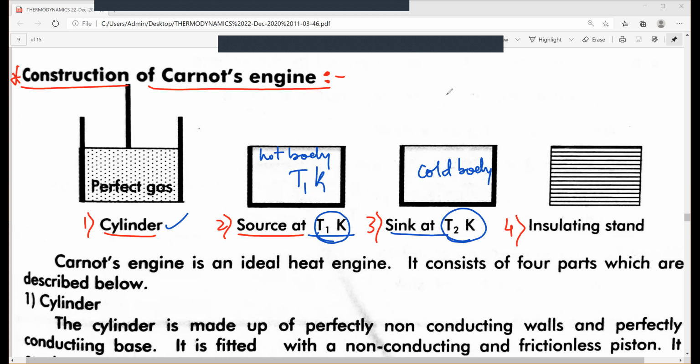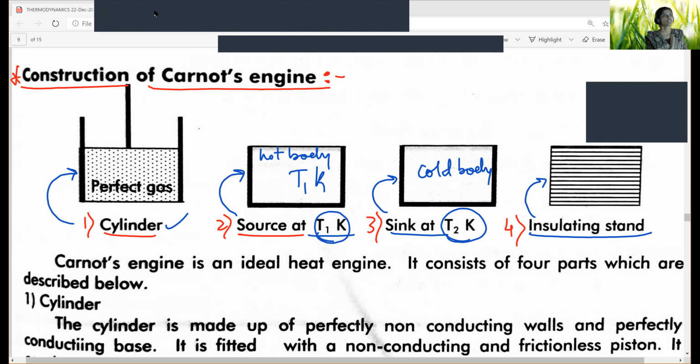And the fourth part is the insulating stand. So this is the insulating stand, this is the sink, this is the source, and this is the cylinder. The insulating stand is a non-conducting stand used to place the cylinder on it. So this is all about the construction of the Carnot engine. Sometimes when 5 marks are asked, first you have to draw the diagram and explain one by one: the cylinder, source, sink and insulating stand.